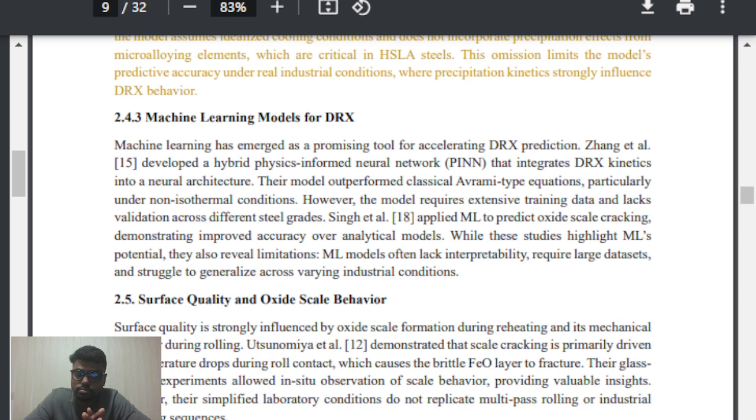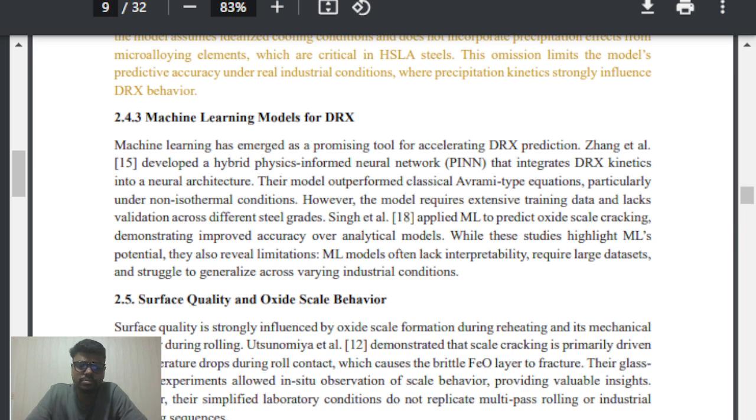First, there is no integrated framework that predicts both DRX and oxide scale behavior together. Second, accurate full-field models are too slow for real-time use. Third, machine learning models are fast but often lack physical grounding. Fourth, microalloying and precipitation effects are not fully included in many DRX models. Finally, surface quality models are not well connected with microstructure models.